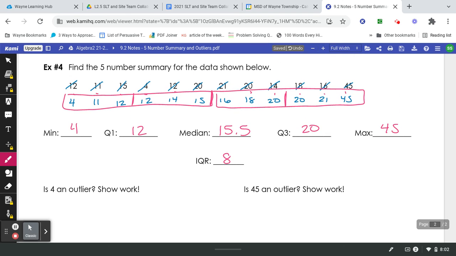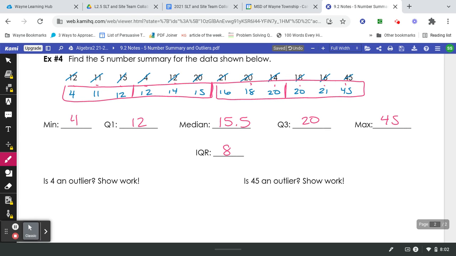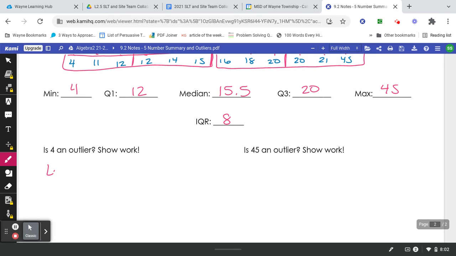All right, and then it asks the question, is 4 an outlier? In order for us to find whether 4 is an outlier, 4 is towards the smaller end of the numbers, so we would want to check the low end boundary, which again would be Q1 minus 1.5 times IQR. It's going to get us an answer of 0.